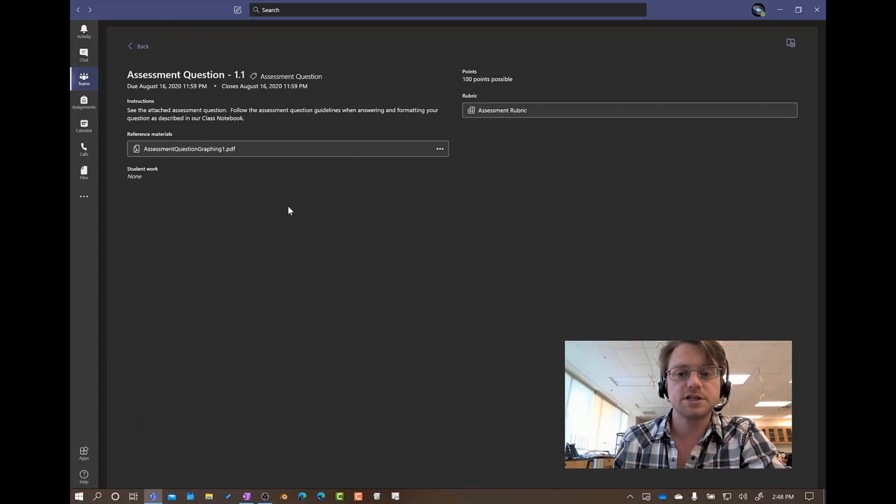We're looking at the same assessment question assignment that was posted at 2:30, but I have 3 dots over here, which gives me more attachment options, more things to do with this attached assessment question. Whenever you see the 3 dots, remember to click on it and see what they do. What's this do? Open in Teams, that's what we just did. Open online, that'll probably launch a browser window with it, or download. Let's open online.